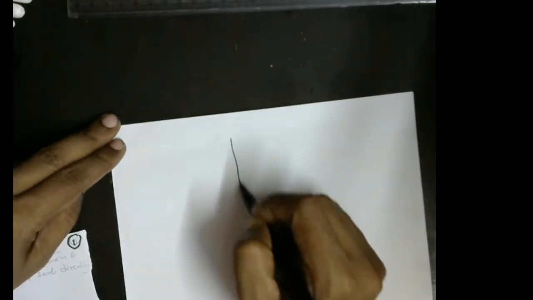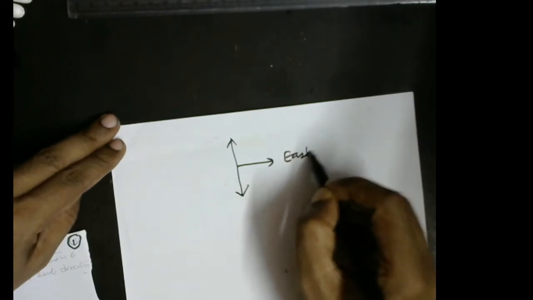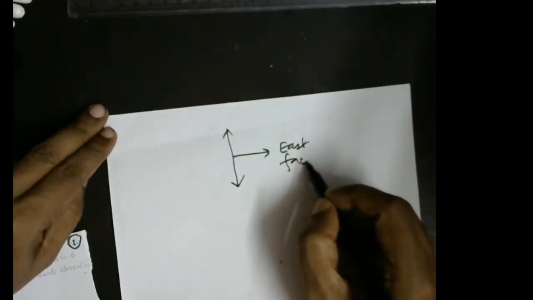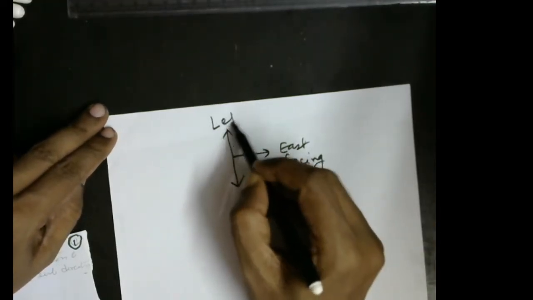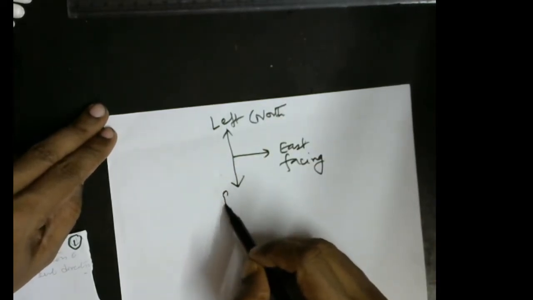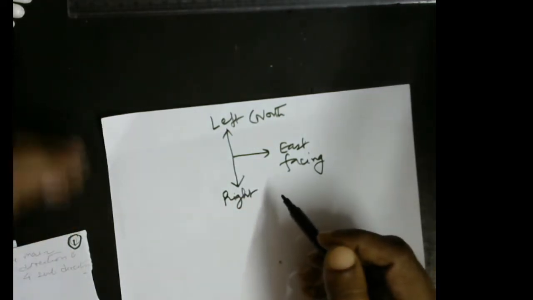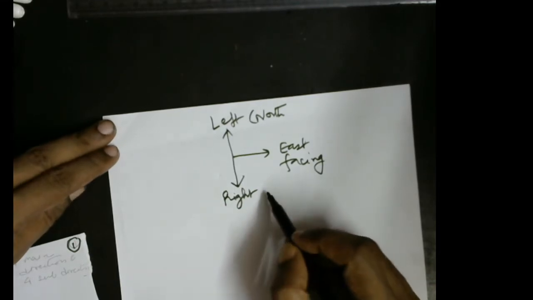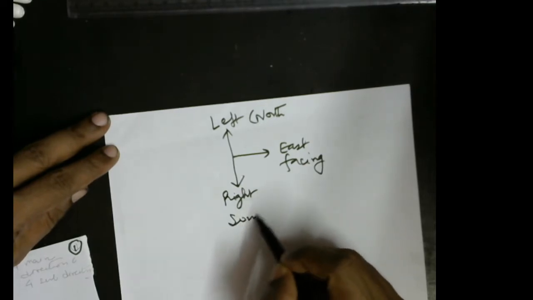Similarly, if we see the idea of east facing, then this upper side, that is north, will be left, and the south direction will be right. So anybody standing towards the sun in the morning time, his left hand will indicate the north and right hand will indicate the south.